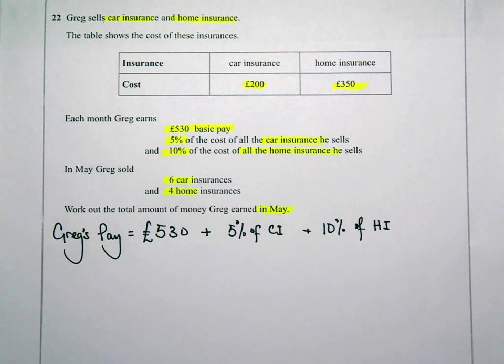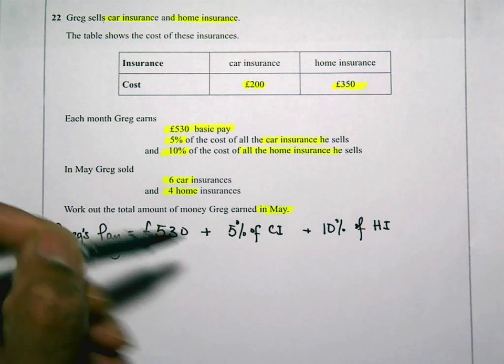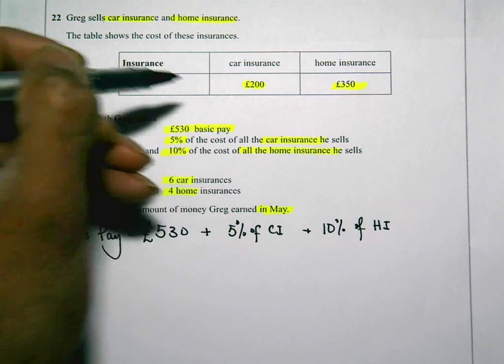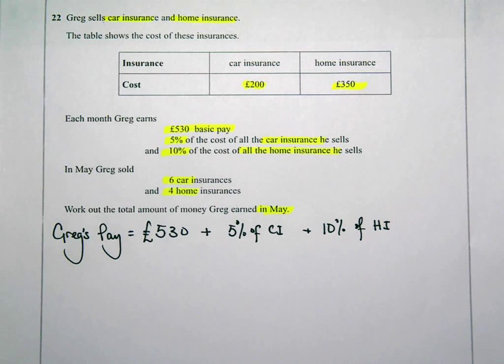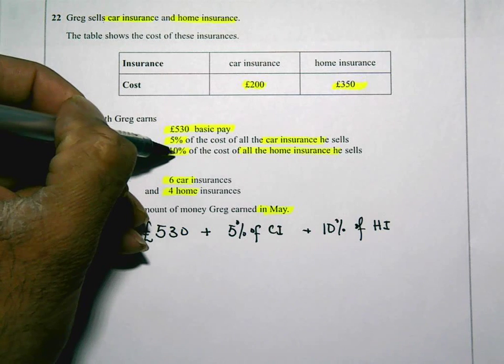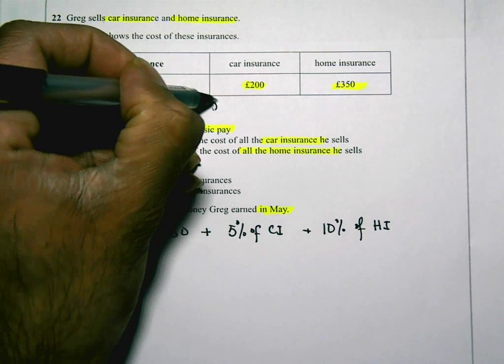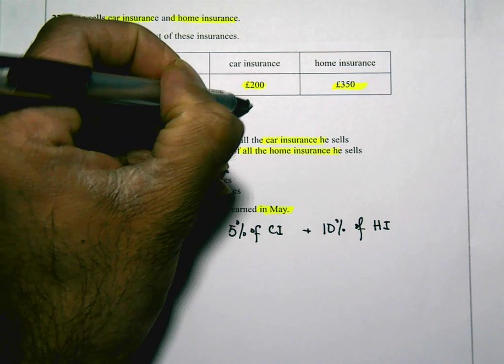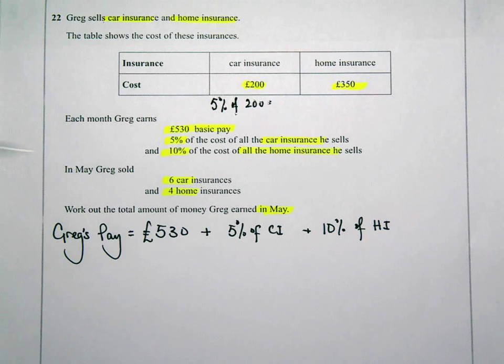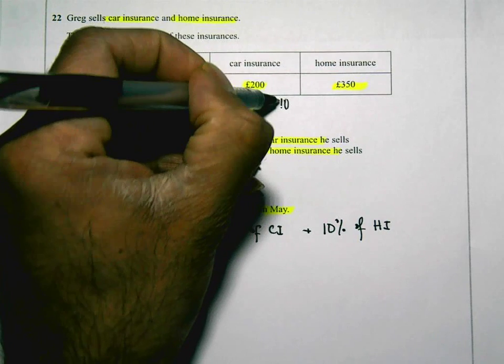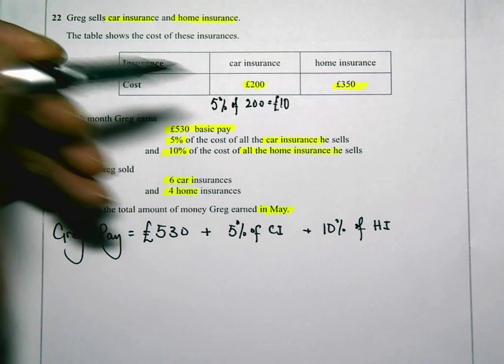Okay, so however much car insurance he sells, he gets 5% of that. However much home insurance he sells, he gets 10% of that. So for each car insurance that he sells, he's going to get 5% of that. So if I'm going to work that out up here, 5% of 200, well, 10% of 200 is 20, so 5% is going to be £10. So for every car insurance he sells, he's going to get £10.